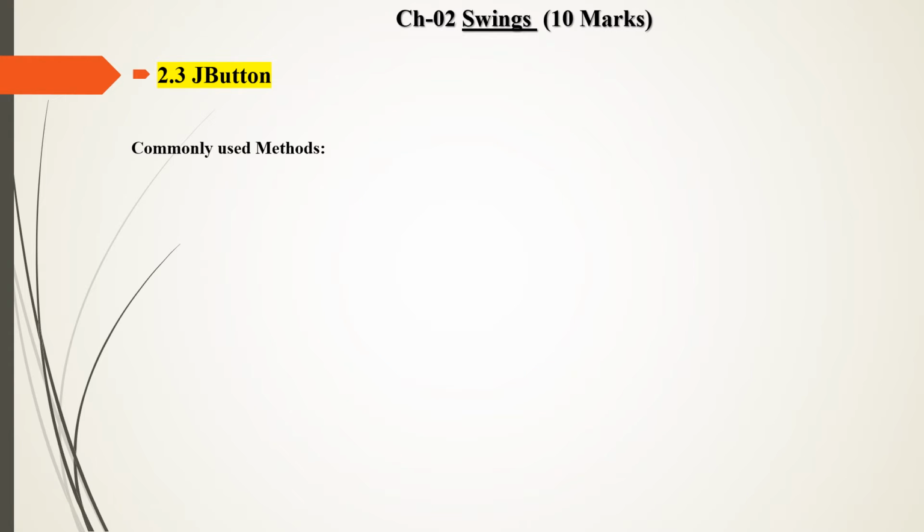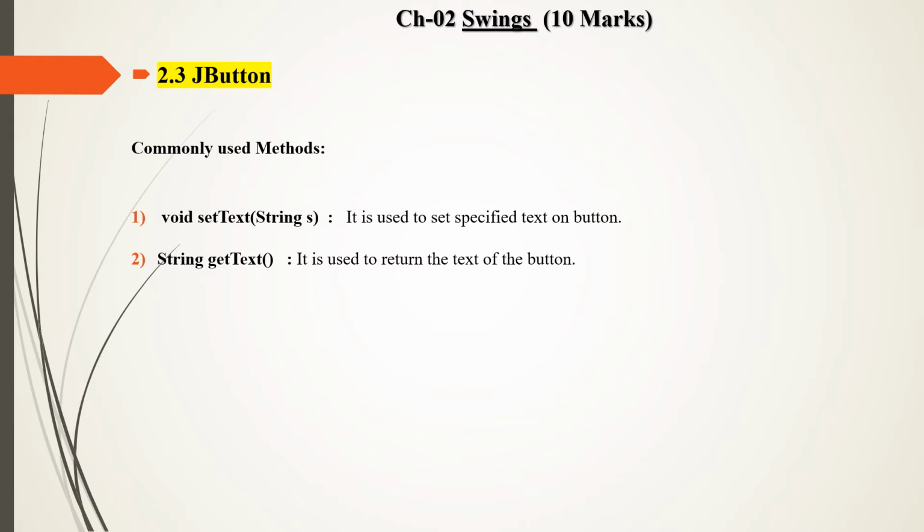Next we see some common methods used in the JButton class. The first method is setText, which has one parameter, String s, and this method does not return any value, so the return type of this method is void. This method is used to set the specific text on the button. The next method, getText, does not have any parameter, but it returns a string value, so the return type of this method is String. This method is used to return the current text of the button.